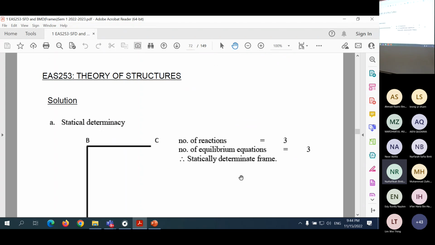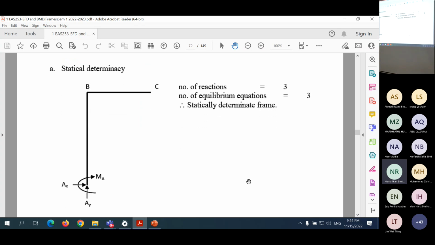So here, if we check statical determinacy, this one you should have no problem to check. I think 3 unknown forces at the support, 3 equilibrium equations, so statically determinate frame. Okay, so checking means you have to do like this and then make the statement here. And if it is statically indeterminate, then you have to give what is the degree of statical indeterminacy, class.